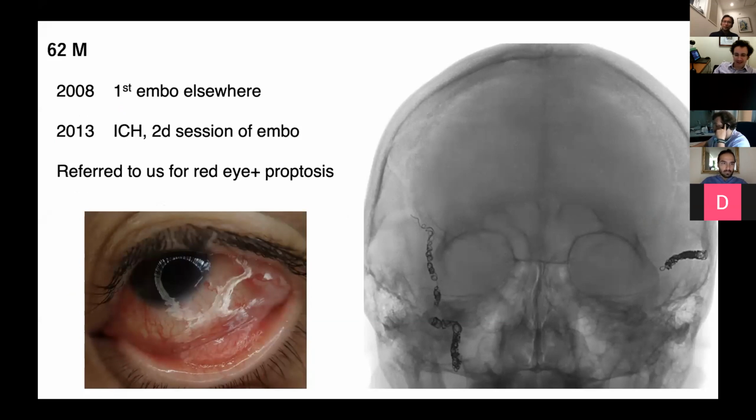And that's always the point that we try to stress, that you have to get your embolic material into the vein and understand what a shunt is.